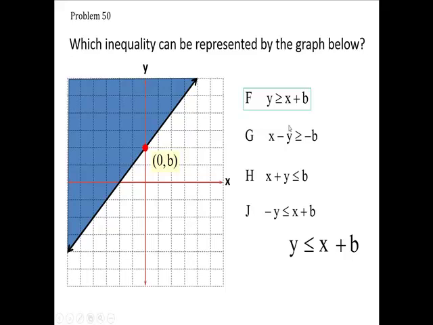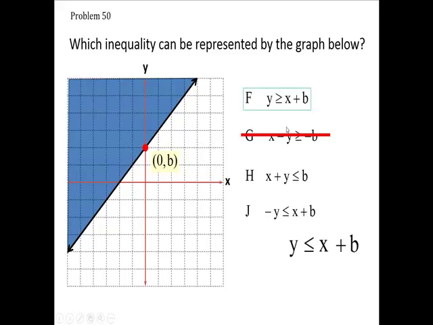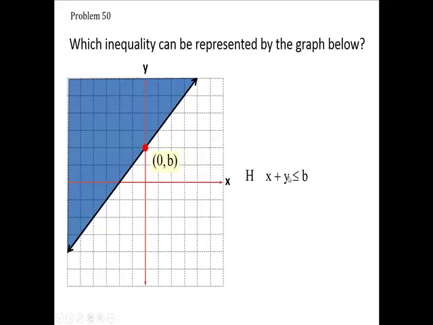Now that looks pretty close to our answer, but do you see a difference between f and g? This is g. This is f. What is this sign right here? And what's this sign right here? They're different, aren't they? This is greater than. If you solve this for y, you get a less than. So we eliminate g. Now we have to look at h.